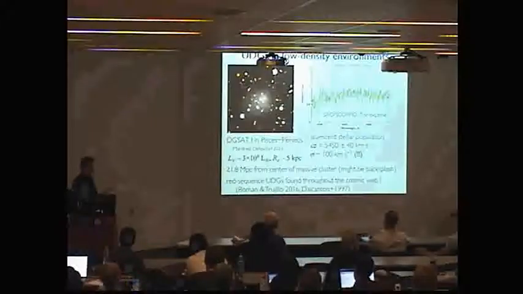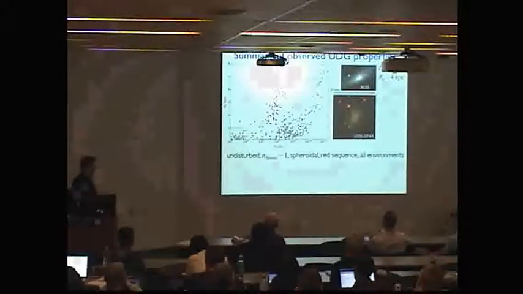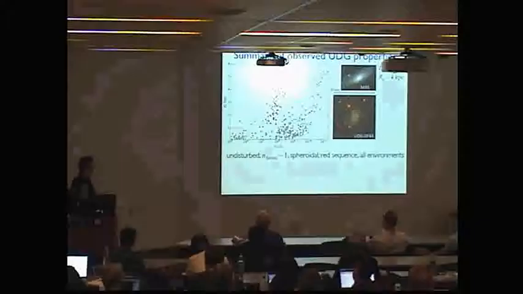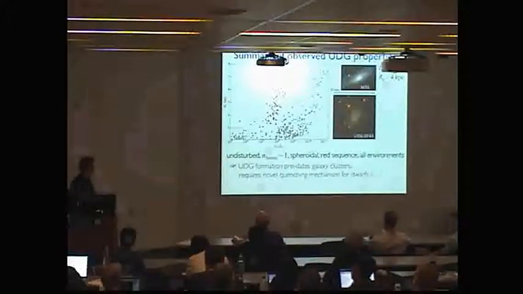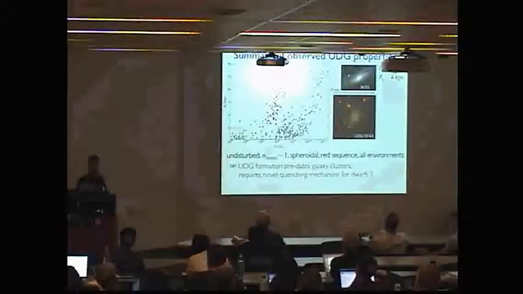So whatever formation scenario you have, or there could be multiple formation scenarios, you need something that explains them in the field. So just to summarize some of the observations again, there are these large sizes, low surface brightness, but keep in mind these things look undisturbed, low Sérsic indices, spheroidal, red sequence, all environments. These are all pretty key properties for UDGs. So what we want is some formation mechanism that does not involve galaxy clusters necessarily, predates the clusters, and is perhaps some kind of novel quenching mechanism for the dwarfs.